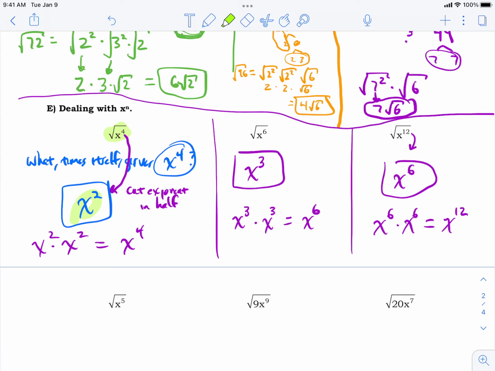That's not always positive. Because if x is a negative number and you cube it, it comes out negative. So, spaghetti-o, we should have gone like this. Absolute value of x cubed. Okay, that's the real answer to that one. The absolute value of x cubed.